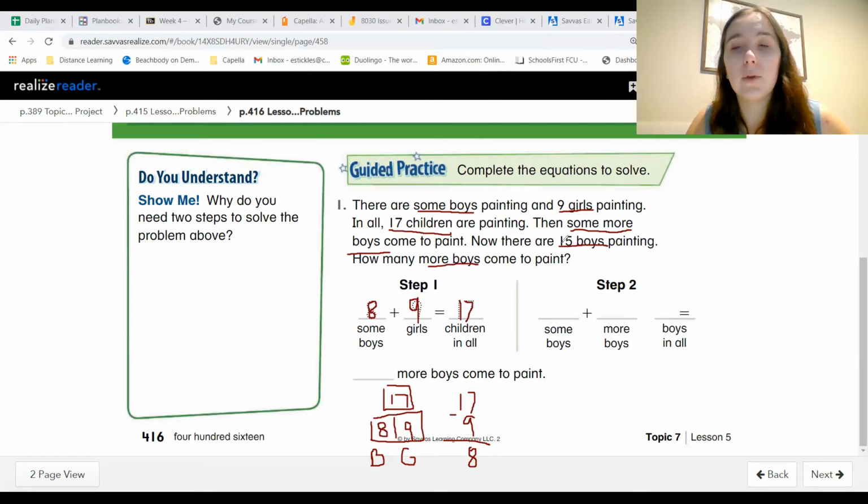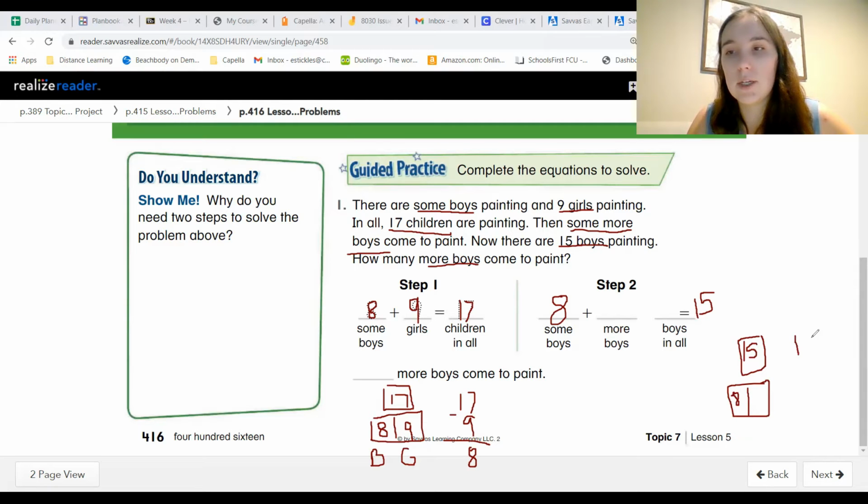So let's plug in the numbers that we know in our second equation. We know that in all there are 15 boys because it says now there are 15 boys in total. We know that the starting number of boys is 8 because that's from right here. It's from our first problem. We know 8 boys plus some number more boys that come to join is going to equal 15 boys in all. So for the second part, I'm just going to draw another little bar diagram. So I know there are 15 boys in all. And then I know that there were 8, and then some number came to join, and now there's 15 total.